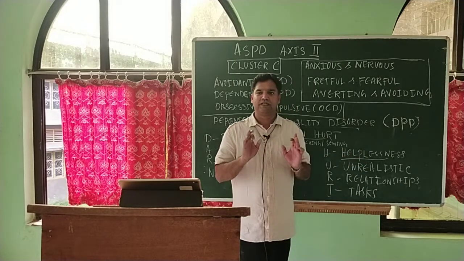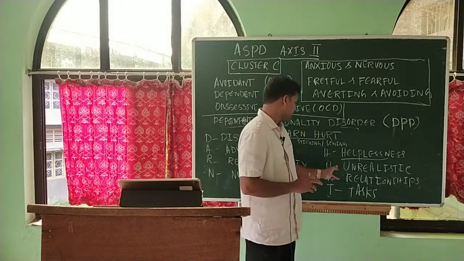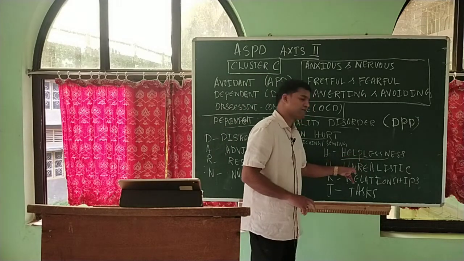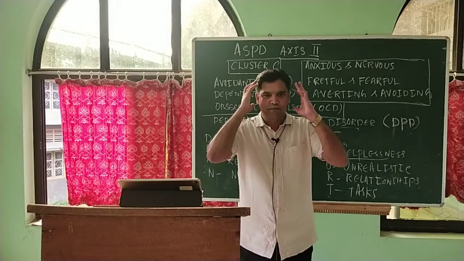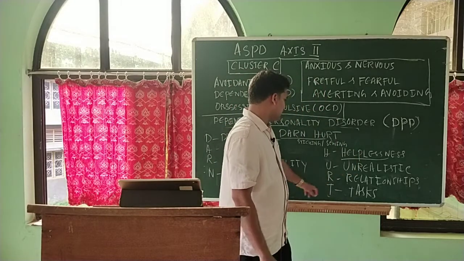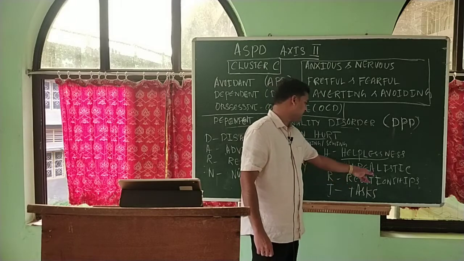They feel they are helpless when they are alone. That's why they need clinging relationships. And they are very unrealistic because of this. They think they cannot function alone. They have this basic conception in their mind that they cannot work on their own, which makes them very unrealistic.